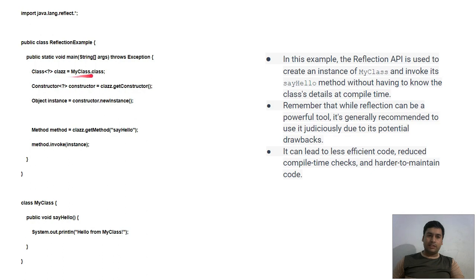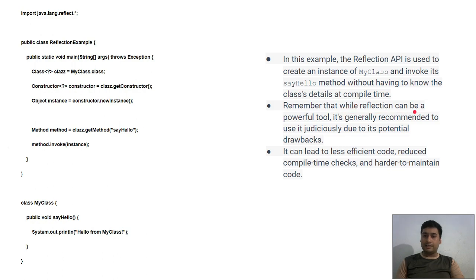Inside this we have created the class, the constructor, and the instance. After that we have called the method, and this method executed. So what we have done in this example is, the reflection API is used to create an instance of my class and invoke its sayHello method without having to know the details of the class at compile time. Okay, without having to know the details of the class at compile time.